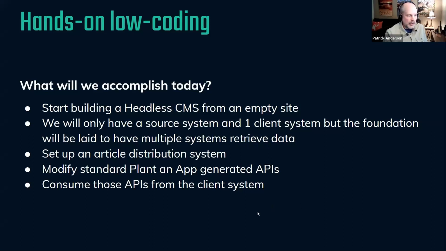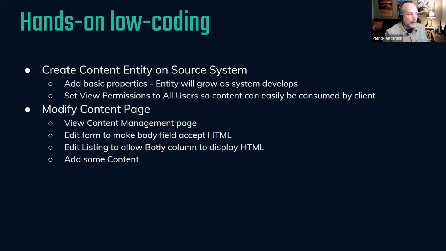And basically, we're going to set up an article distribution system. So it'll be an entity where we create content, and then we're going to use the platform-generated APIs to consume that content from the client system. So I'll go ahead and get started here, but just as a review, what I'm going to do is create a content entity on the source system, and then we're going to do some modifications to that content page, and then we'll move along into modifying APIs.